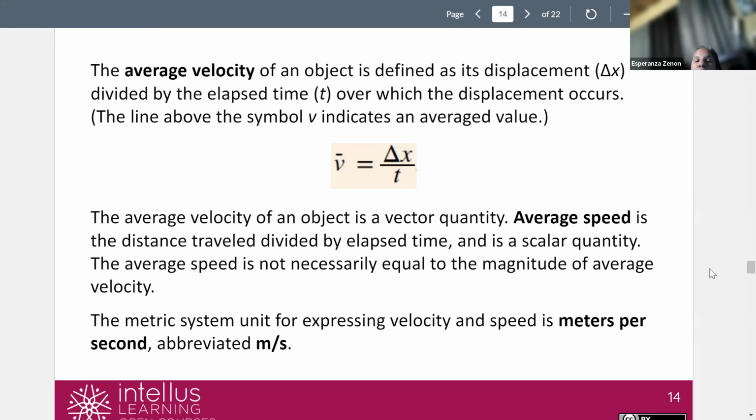Because you know from your own experience, your speed could be measured in things like miles per hour, kilometers per hour, feet per second, right? Inches per year, all that kind of good stuff, right? But we focus on the metric system, so meters per second.